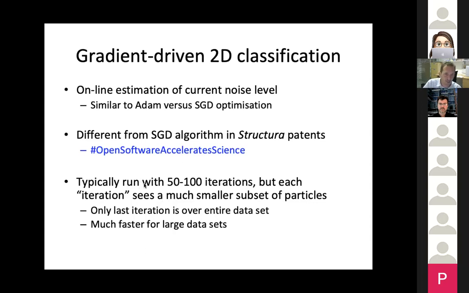So we typically run this new algorithm with 50 to 100 iterations, and it is important to say that each iteration now is a mini batch in the gradient descent algorithm. So these iterations are from much smaller subsets of particles, as would be from the expectation maximization algorithm, where you would loop through all the particles. Looping through all the particles is only done in the last iteration, and that makes the algorithm basically much faster, especially for large data sets, than the EM algorithm.